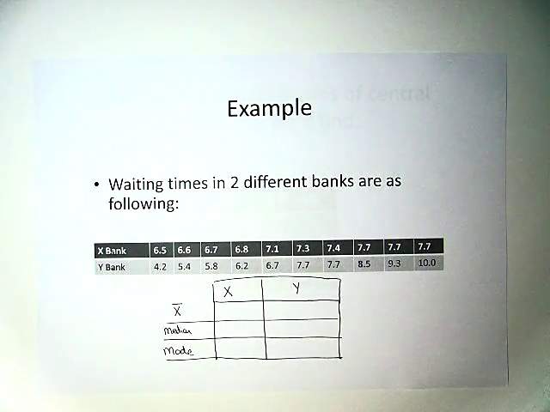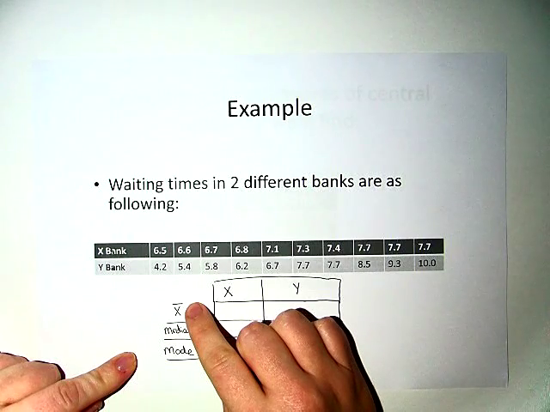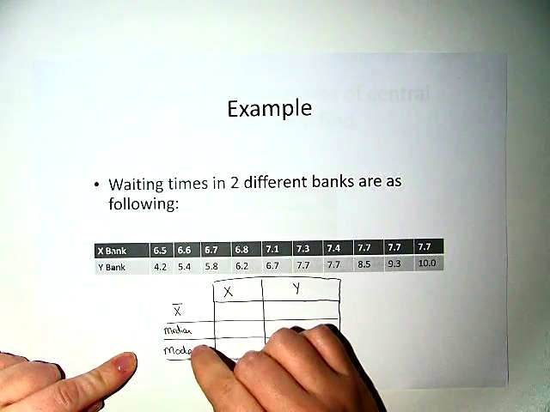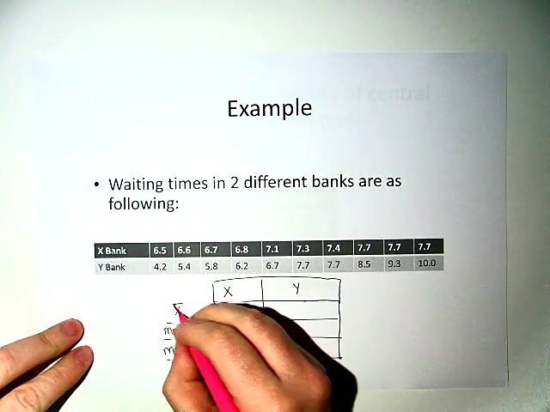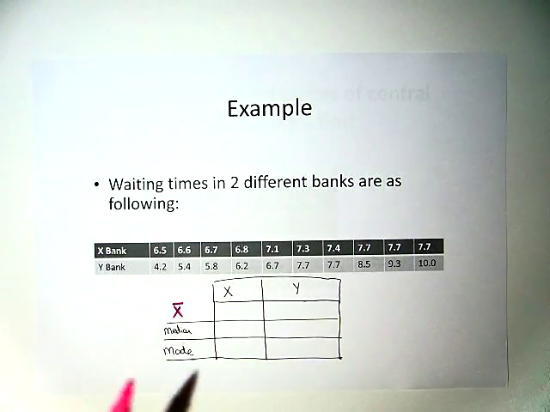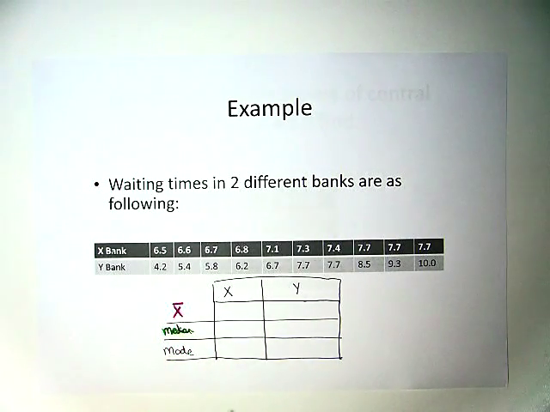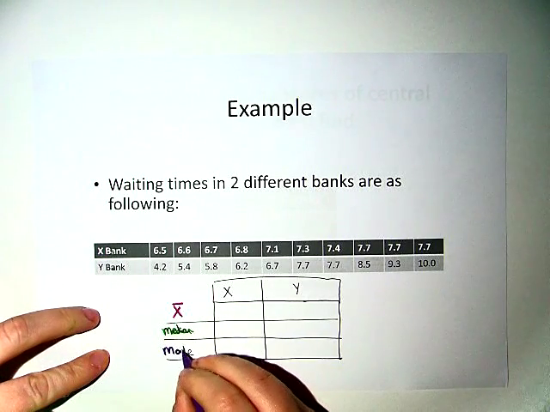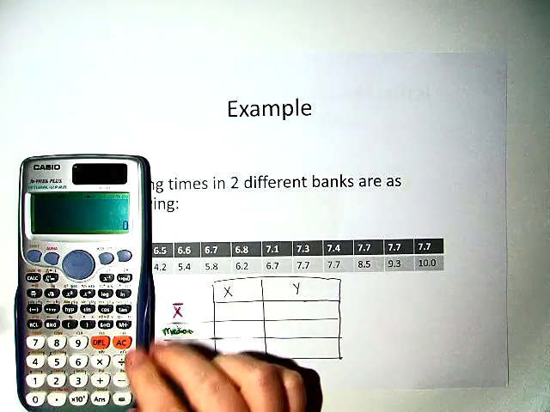Waiting times in two different banks are as follows: the X bank and the Y bank. Now we've got a table down here where we're going to be doing the mean, median, and the mode. Okay, so we're not going to look at variation just yet. We're going to try doing mean, median, and the mode. So our mean, our median, and our mode. Let's go ahead and put these in the calculator.